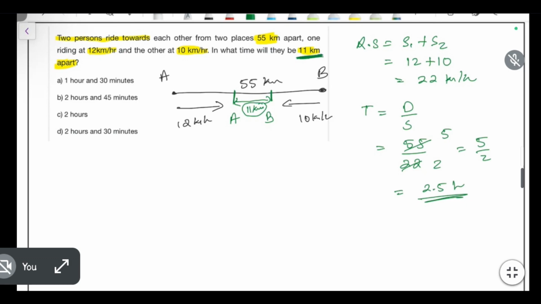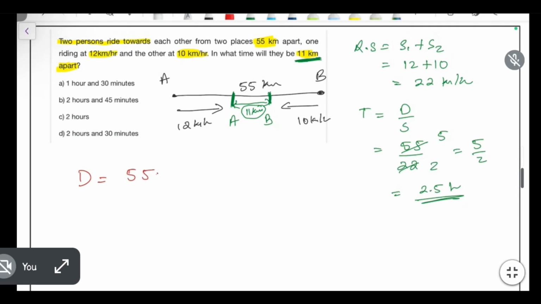But there's a condition here. They need to be 11 kilometers apart. In that case, what do we do? We subtract the distance. The actual distance was 55 kilometers, but they need to be 11 kilometers apart, which means now they will travel only 44 kilometers, because 55 minus 11 is 44.